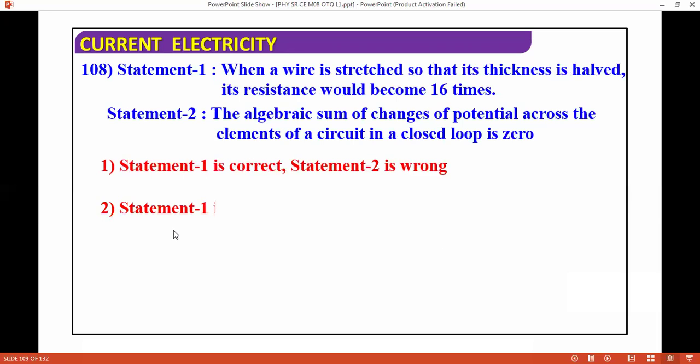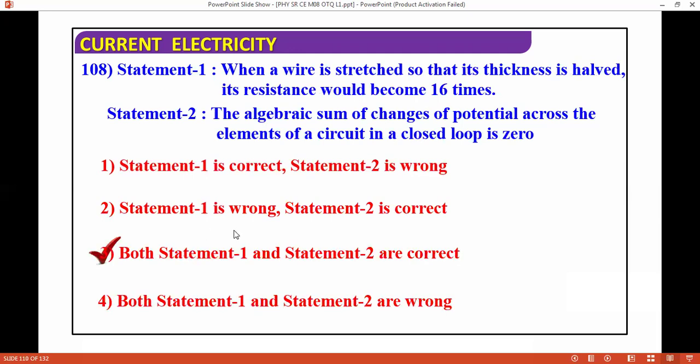When a wire is drawn so that its thickness is half, its resistance would become 16 times. What's your answer? Go through this question again, very good question. This is the first numerical question. You can attempt this question. Numerically you will get the answer. If you know the shortcut, you can do it. Otherwise, leave it.